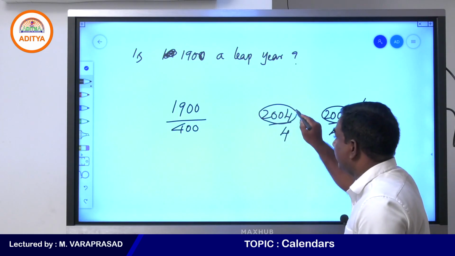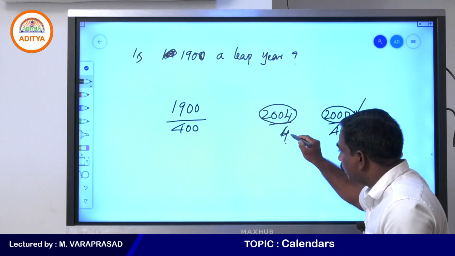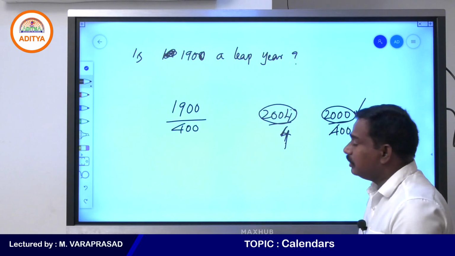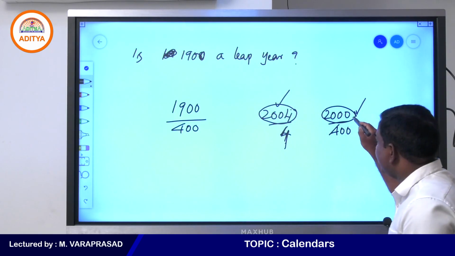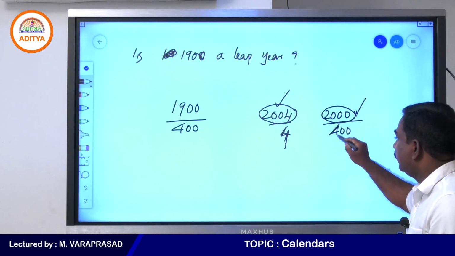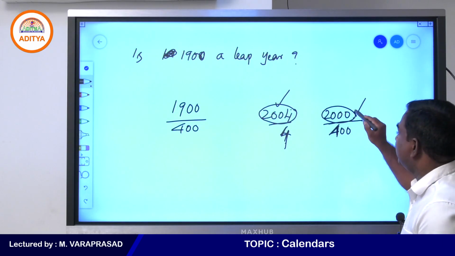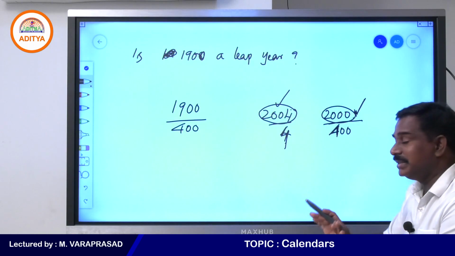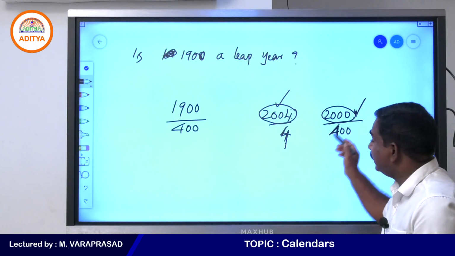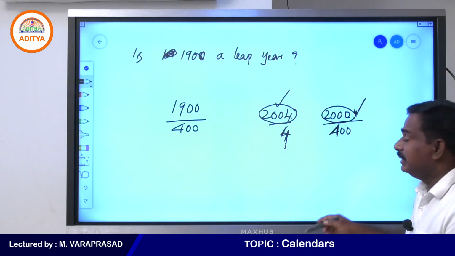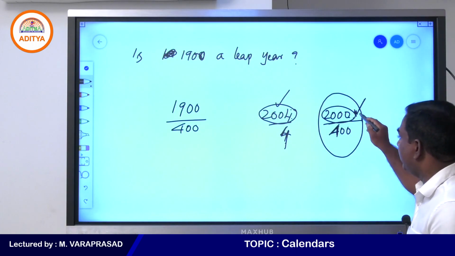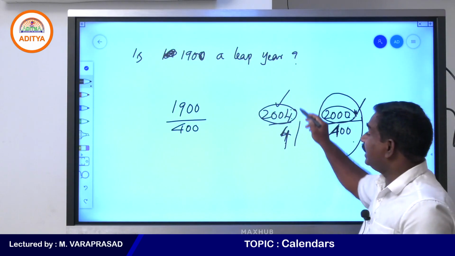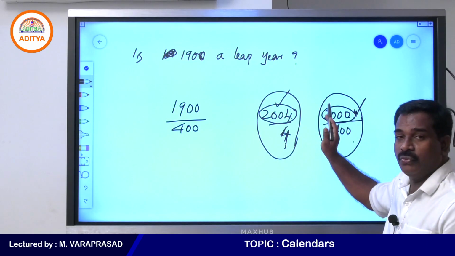For a normal year, it should be divisible by 4. If you get the remainder 0, then it is a leap year. A century should be divisible by 400. If you get the remainder 0, this is a leap year in centuries. If a century year is given, divide by 400. If a general year is given, divide by 4.